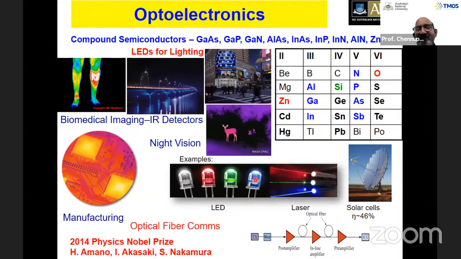Having these three primary colors allowed us to make white LEDs. So nowadays a large amount of solid state lighting is taking place, and also large area displays made out of these LEDs. This is a picture from New York Times Square.